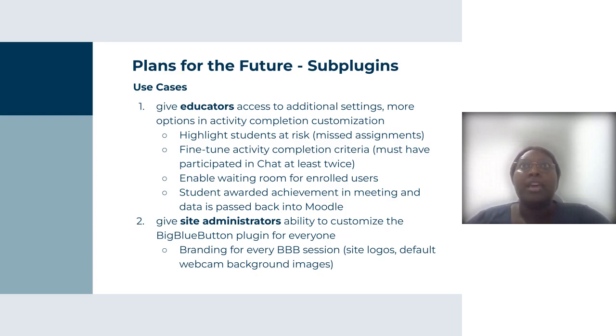Educators will also be able to fine tune activity completion criteria. So if they want to have more than just a check for if a student has participated in a chat, they might want them to participate a little bit more than that. Then they would have, for example, this criteria of having participated in a chat at least twice. They'd also be able to enable waiting room for enrolled users, and students could be awarded achievements in a BigBlueButton meeting, and that data could be passed back into Moodle.